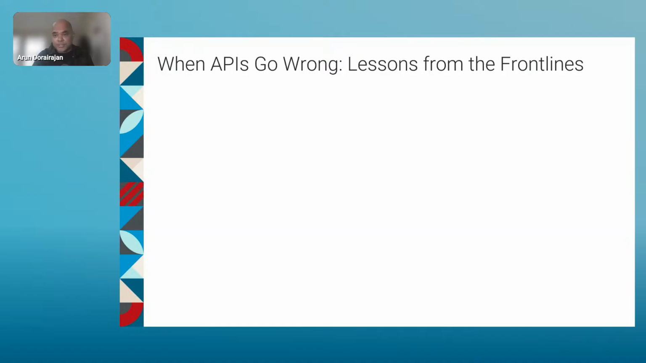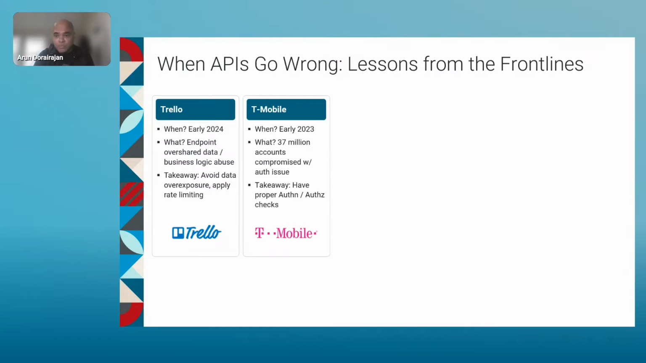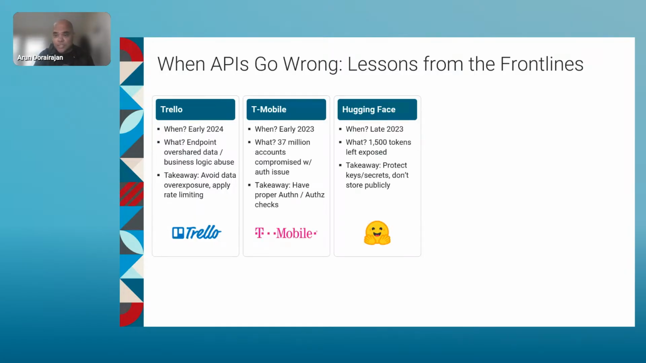These aren't edge cases. There are major brands with sophisticated teams, and they're still hit hard. From Trello to T-Mobile to Hugging Face, these breaches all have one thing in common. They didn't stem from complex zero-day attacks. They happened because of basic API failures, poor authentication, overexposed endpoints, and leaked tokens.